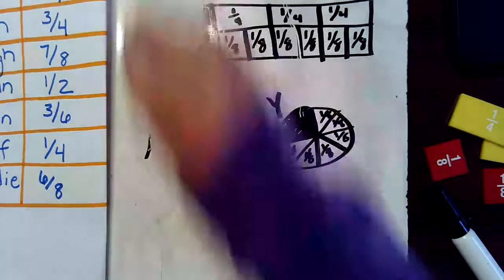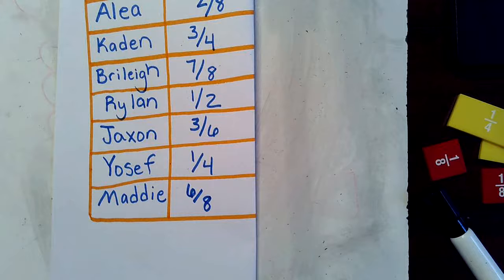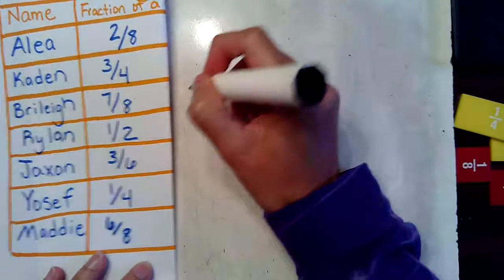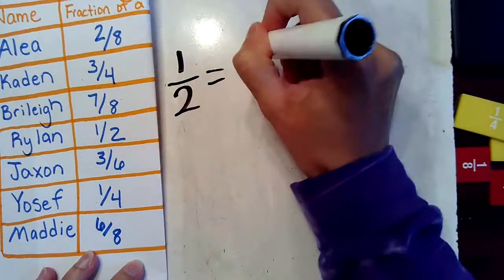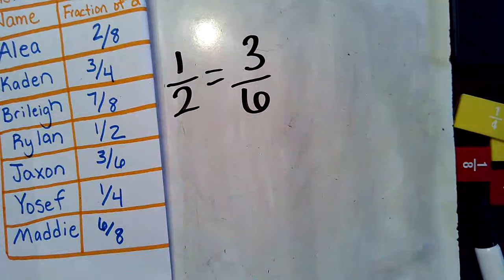Now let's look at our next two, Rylan and Jackson. Rylan was 1/2. Jackson was 3/6. So go ahead, boys and girls, and make 2 drawings to prove that Rylan's 1/2 is equal to Jackson's 3/6 of a mile. Go ahead and click pause and then get your drawings ready. 2 ways that you can prove this.